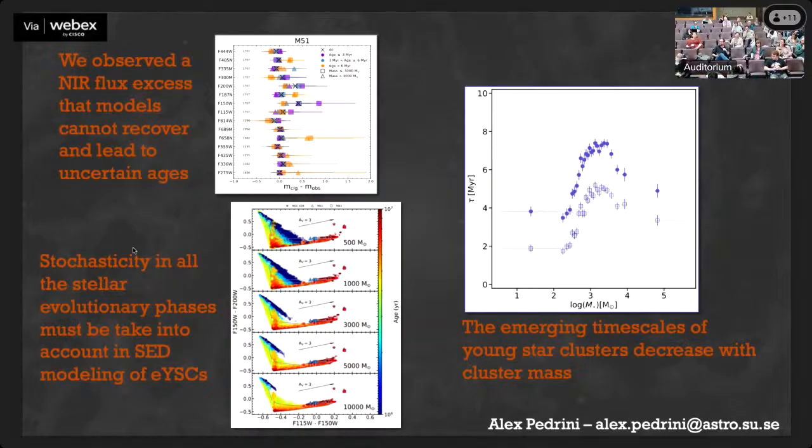And so having as many independent tracers of the age as possible, especially in this regime of stochasticity, you can look at the distribution of the equivalent width and look at where the median is, or how the distribution changes for your classes, to make sure that it's really an age sequence.